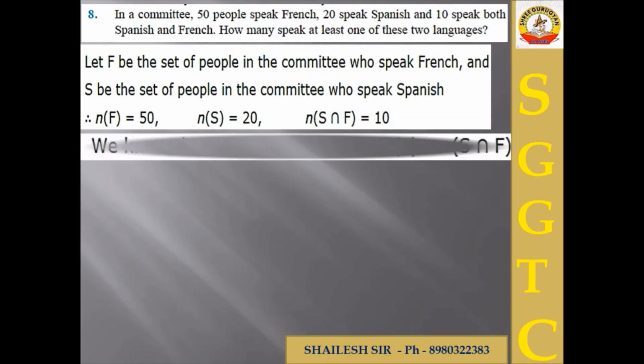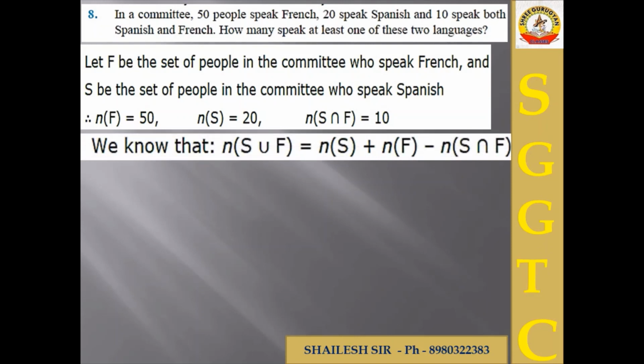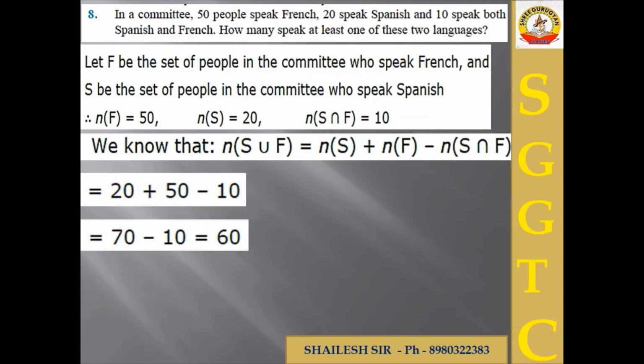Now I apply the standard formula: N of S union F equals N of S plus N of F minus N of S intersection F. Put in the values and calculate further. Sure, you get 60 people who speak at least one of the two languages. It means they speak Spanish or French. Now I go to our Venn diagram. Students, it's very easy.